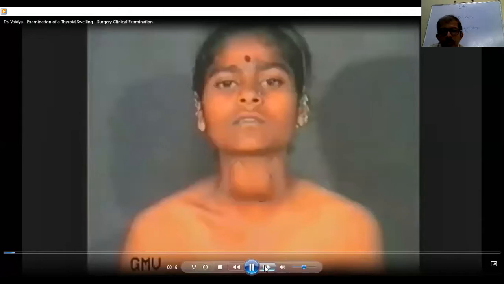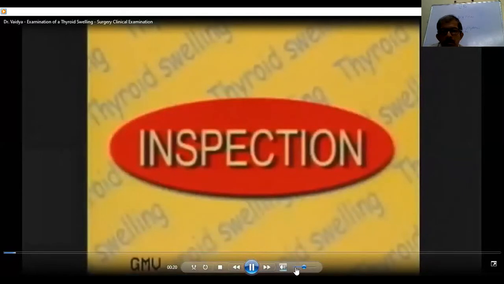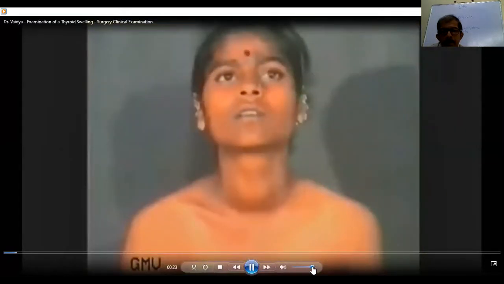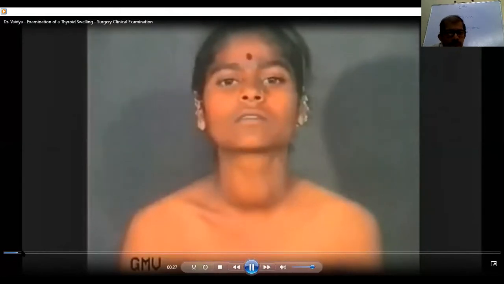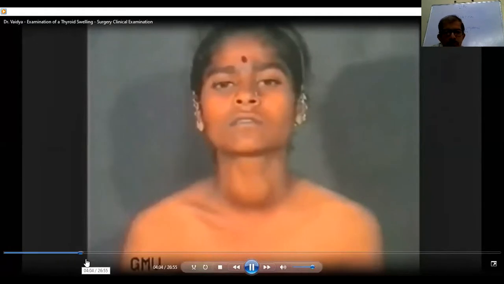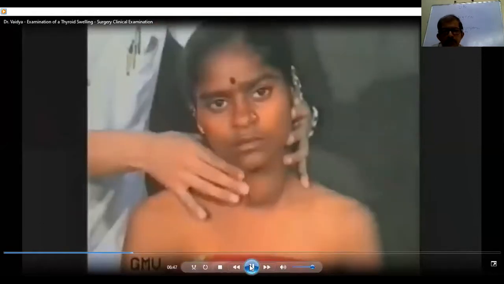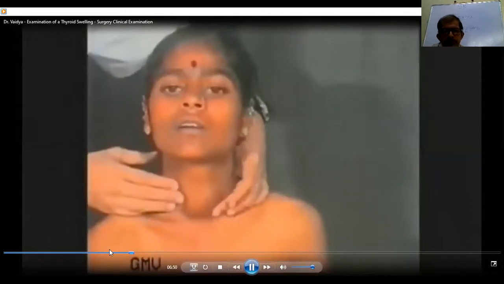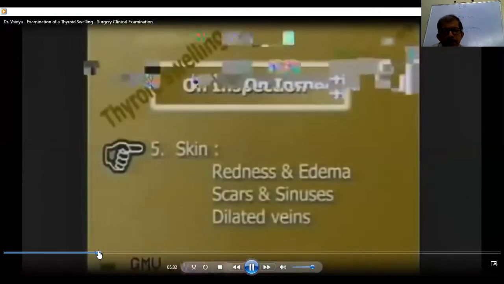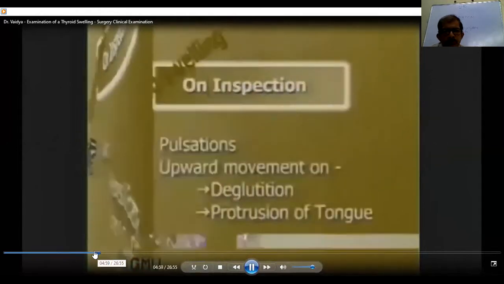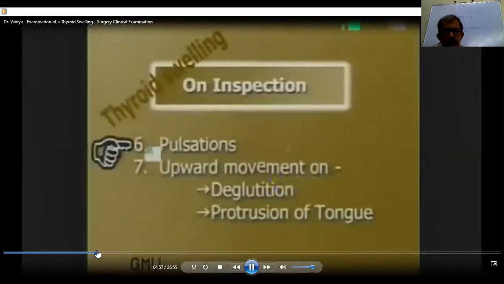We begin our examination of the thyroid swellings by inspection. For inspection, make the patient sit on a stool with the neck slightly hyperextended and inspect the thyroid from the front. Asking the patient to swallow makes the thyroid more prominent. Note the consistency, surface and borders carefully. Look for scars, sinuses and dilated veins, and any visible pulsations in the swelling. Then ask the patient to swallow.